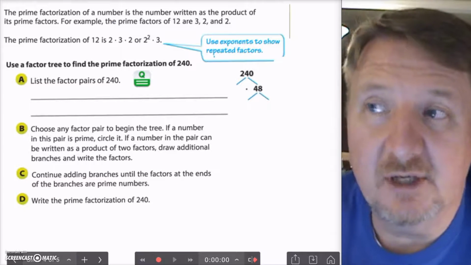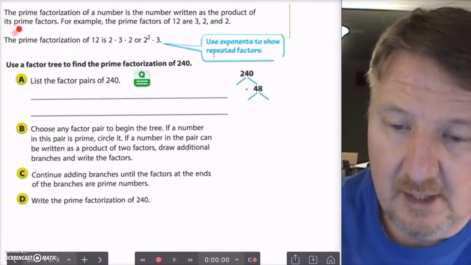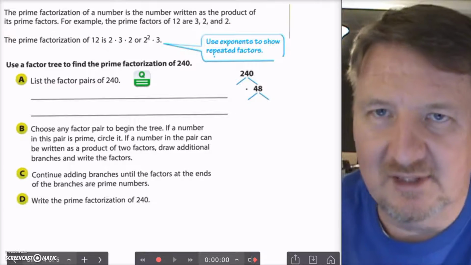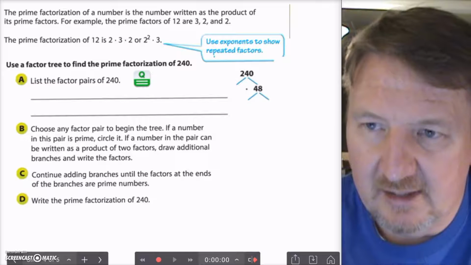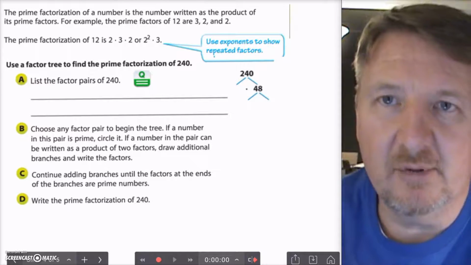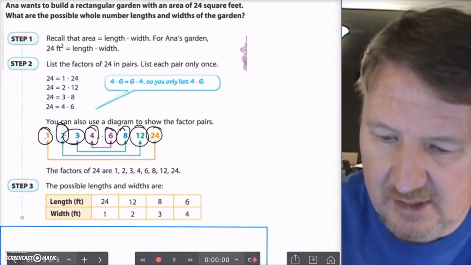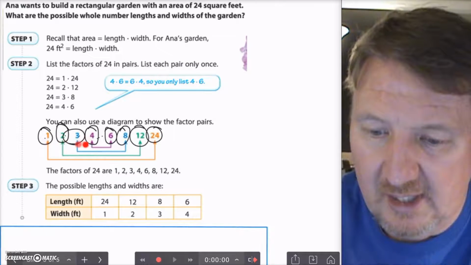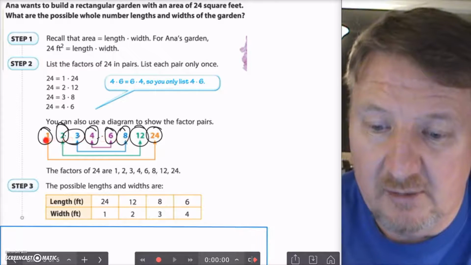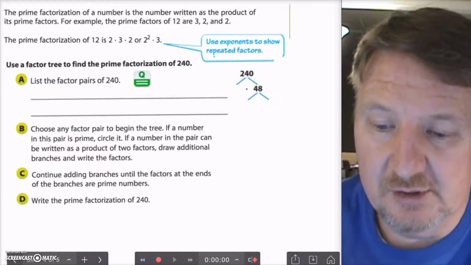Okay, so now we're going to talk about prime factorization. All right, prime factorization of a number is the number written as the product of its prime factors. Now that may sound a little crazy, but basically I'm saying that if I want to write the prime factors of a number, all I'm using is prime numbers. Like in this last example here, I had numbers like 4 and 6 and 8 and 12. So those aren't prime. Okay, 1, 2, 3 are all prime. So those are the types of numbers we're going to use.